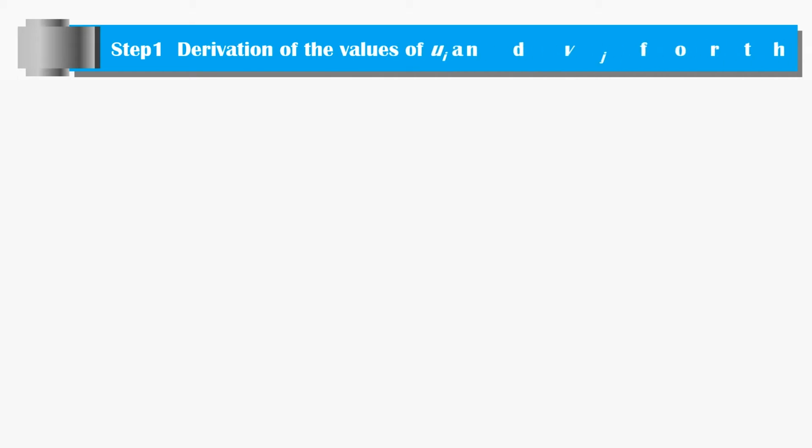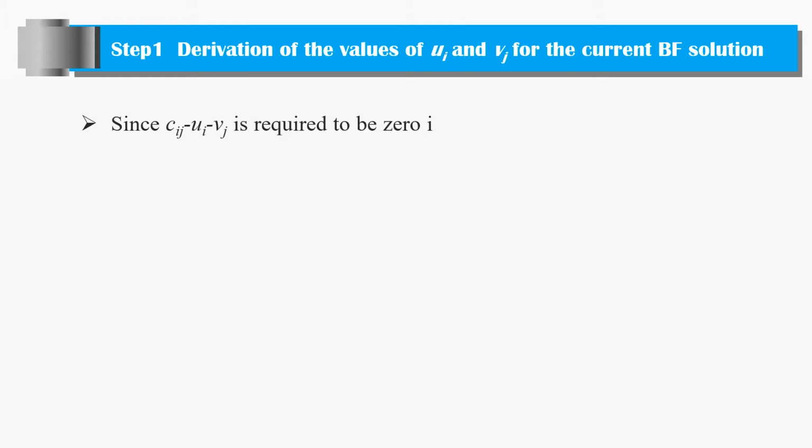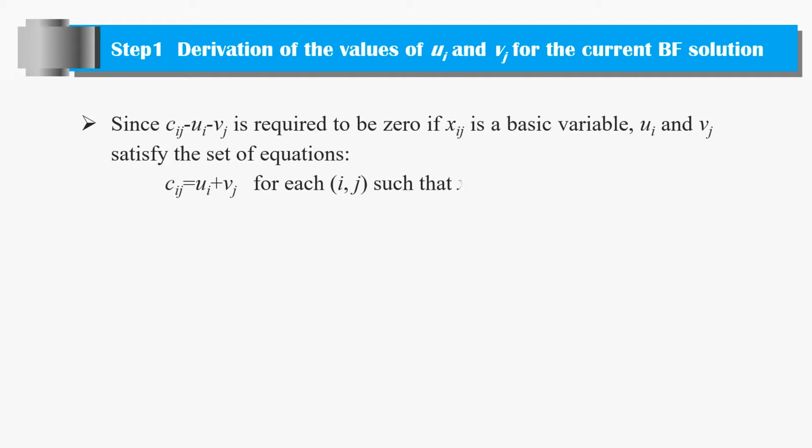First, step 1, derivation of the values of Ui and Vj for the current BF solution. Since the value of Cij minus Ui minus Vj is required to be 0 if Xij is a basic variable, Ui and Vj satisfy the set of equations Cij equals Ui plus Vj for each ij such that Xij is a basic variable.